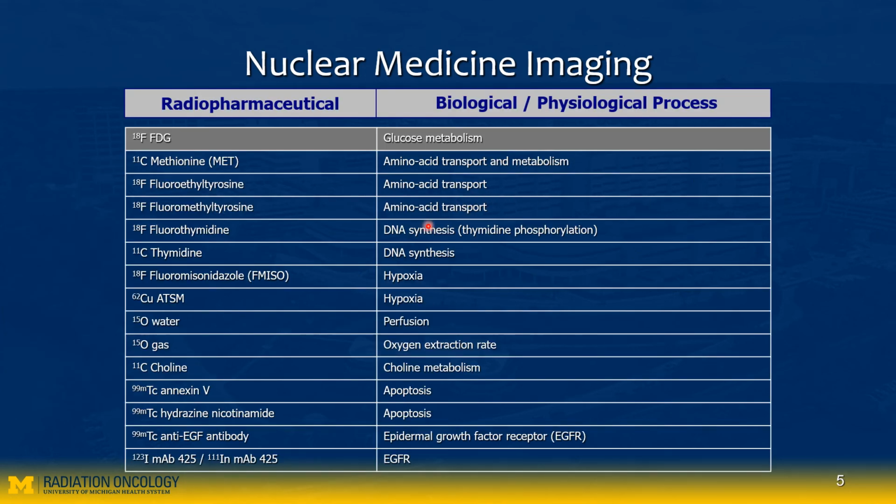There are many different kinds of radiopharmaceuticals, but I want you to remember this one. This is FDG. It is tagged with the radionuclide fluorine-18. Your body understands it as glucose, and your body will process FDG as glucose.